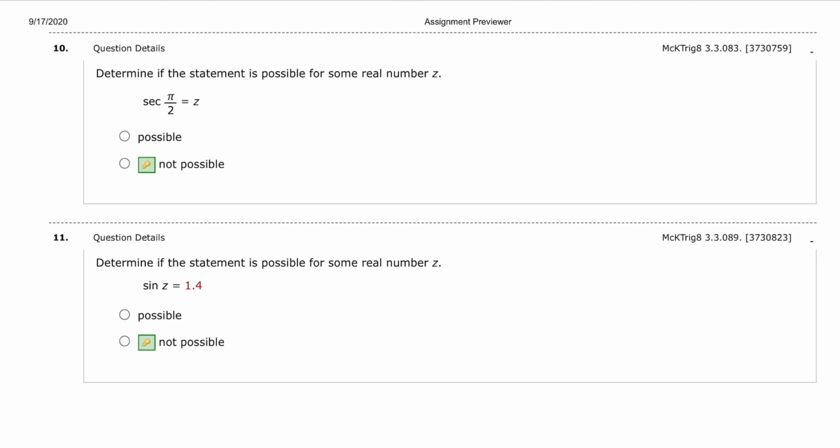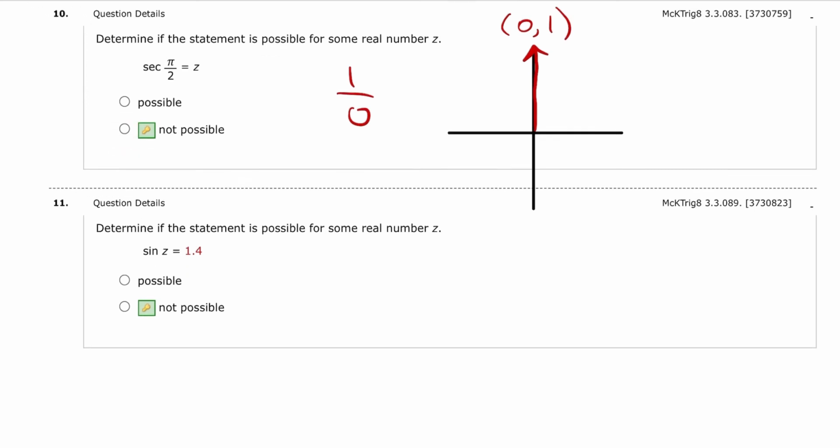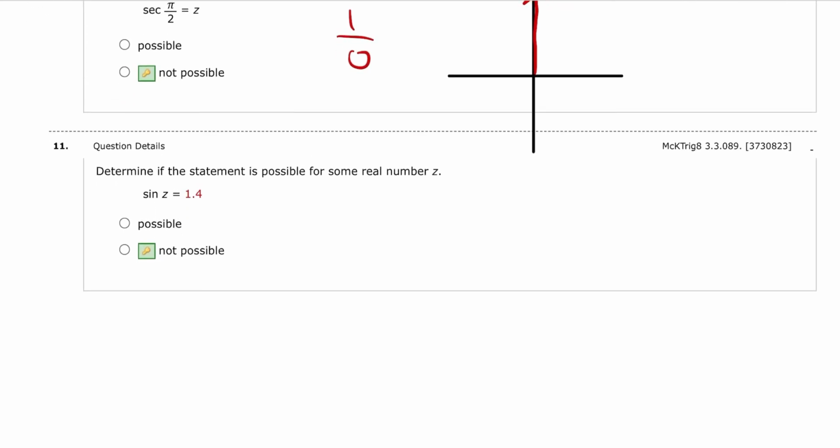All right, determine if the statement is possible for some real number z. Well, pi over 2 is 90 degrees, which is here. That has a coordinate of (0, 1). Secant is a reciprocal of cosine. Cosine is 0. So the reciprocal of cosine is 1 over 0 in this case, which is not possible because that's undefined.